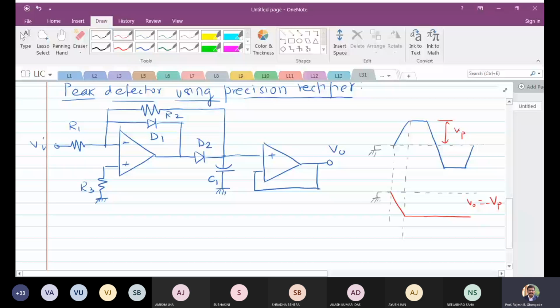What is the role of this stage? Call this A2, call this A1. What is this circuit? Again, voltage across this will have this polarity. So what is the role of A2? Can anyone tell me?